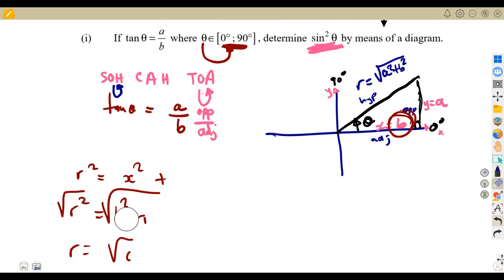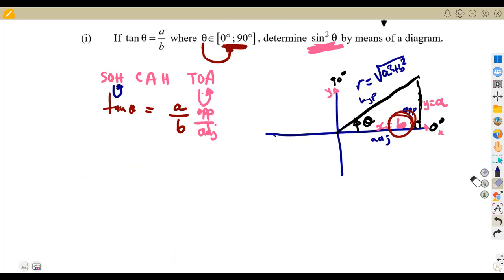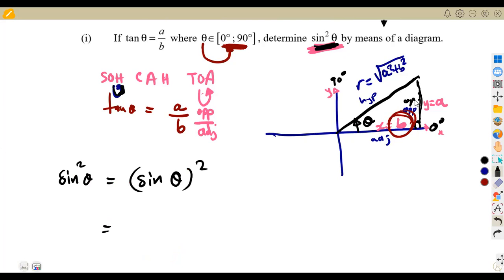So having this in mind, we can now calculate the ratio of sine squared theta. Like I said, sine squared theta means we have got the sine of theta being squared. So we are going to have the sine of theta, which is opposite over the hypotenuse. Remember, this is our opposite, which is a in this case, so we're going to have the opposite over the hypotenuse, but you're going to square that. Our opposite is a, which is the y value.